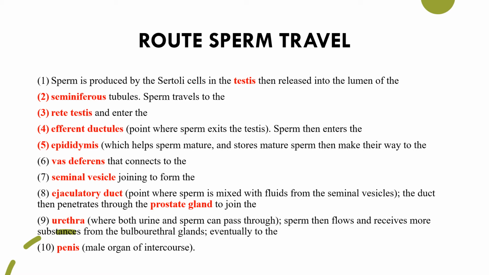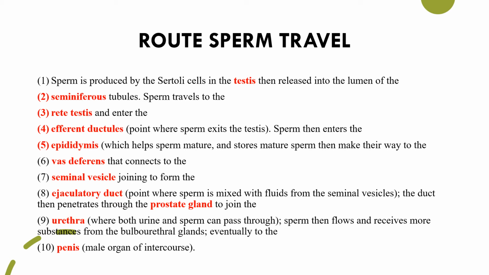The matured sperm then make their way to the vas deferens that connects to the seminal vesicle, joining to form the ejaculatory duct. This is the point where sperm is mixed with fluids from the seminal vesicles. This is also the duct that penetrates through the prostate gland to join the urethra. This is where both urine and sperm can pass through, but it cannot accommodate both at the same time. It can only be sperm for a time, and then urine for another time.